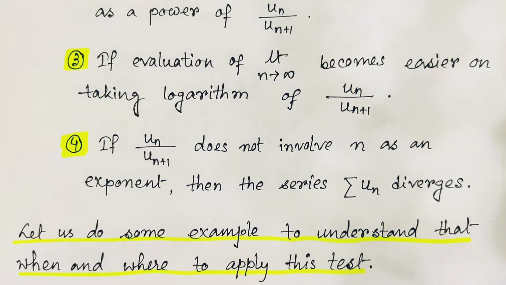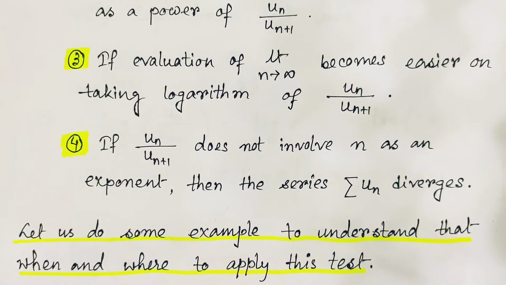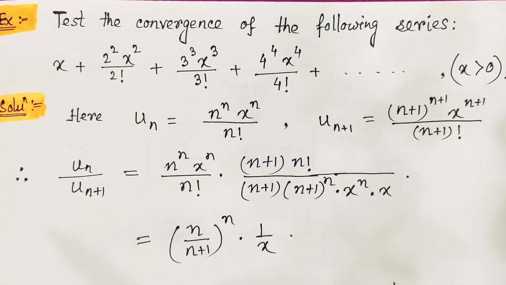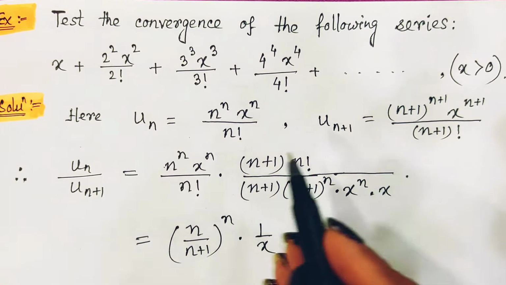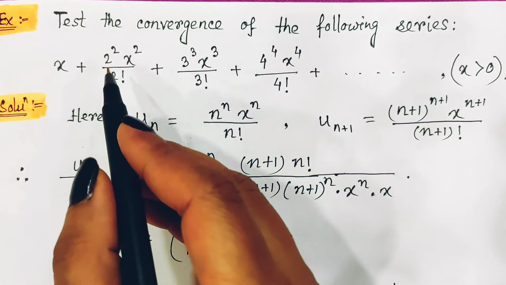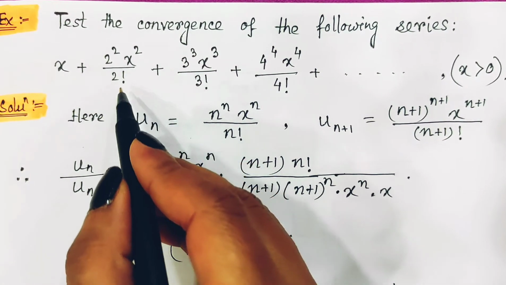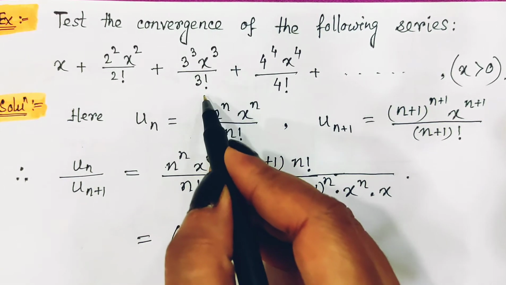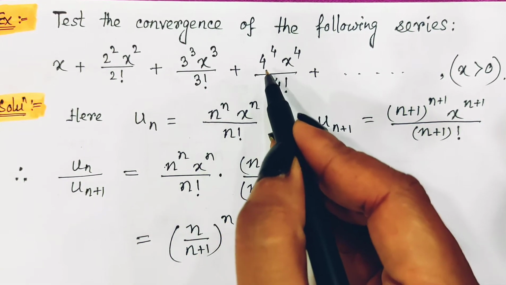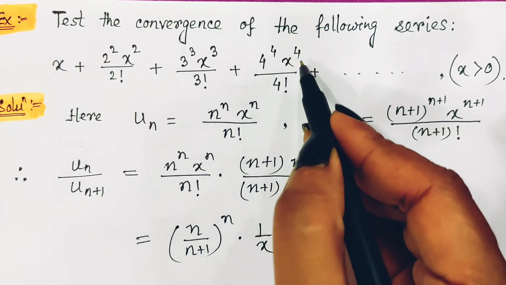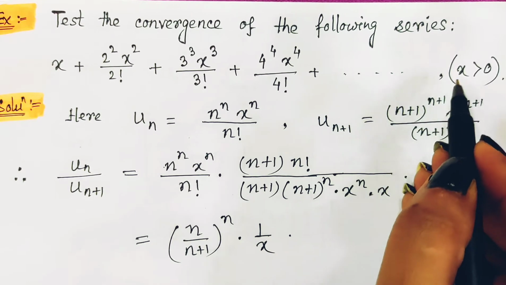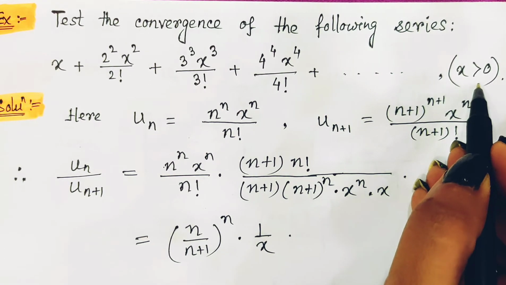So let us do some examples to understand when and where to apply this test. The first example is: test the convergence of the series x plus 2 square x square divided by 2 factorial plus 3 cube x cube divided by 3 factorial plus 4 to the power 4 x to the power 4 divided by 4 factorial plus and so on, where x is always greater than 0.